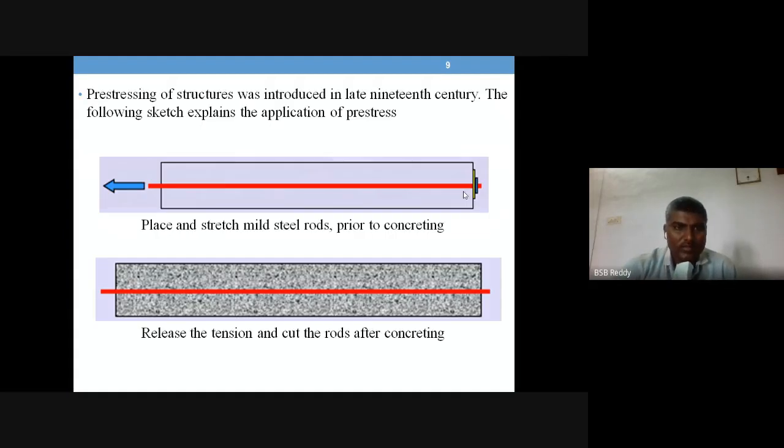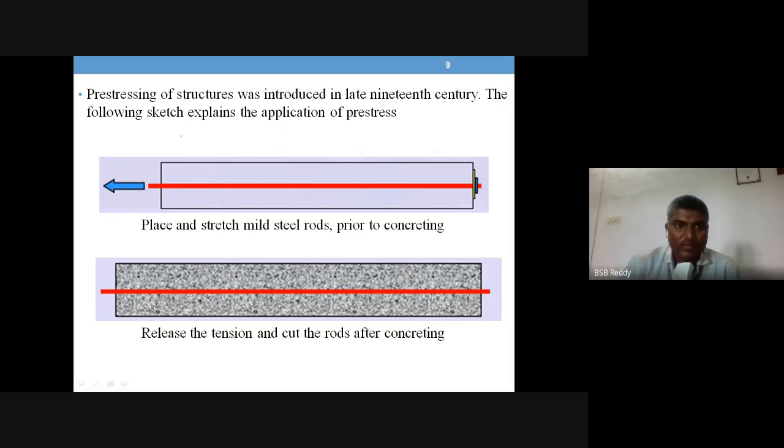So this picture, what you see here, depicts how exactly pre-stressing is done. Pre-stressing of structures was introduced in the late 19th century. From there onwards, it has picked up. The latter part of the 19th century is very crucial in the development of pre-stressed concrete. Then in the 20th and 21st centuries, it has vast applications.